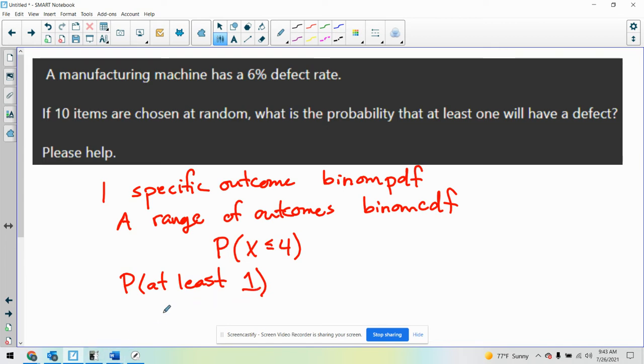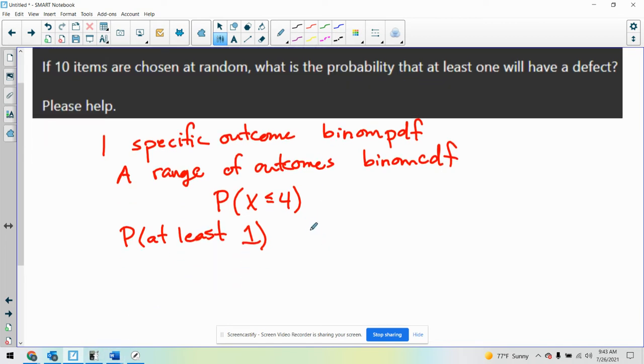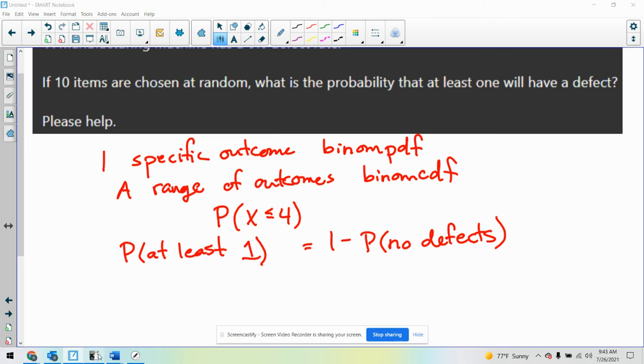I think that's crazy. So what I'm going to do is just say, all right, well, what's the only other option here? At least one. The only other thing that we could have would be no defects. So I'm just going to find the probability of no defects. And since I know that's the only other outcome I can have, I'm just going to subtract that from 1 to get the complement. At least there's one defect.